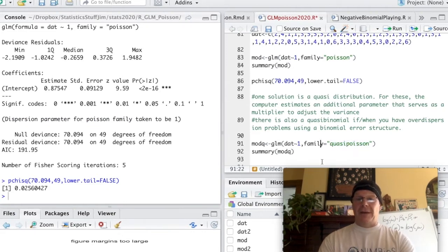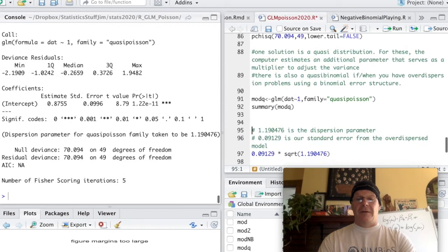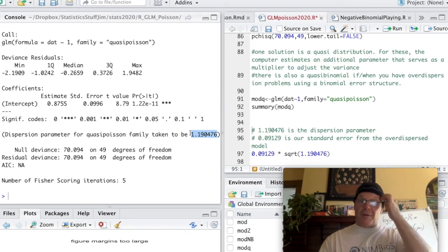So I'll go ahead and run that. And now I will look at what our output is. First, you can see that we no longer have a dispersion parameter that is 1. Instead it's 1.19. And so that's going to serve as a correction factor for the uncertainty around our standard error, or the variance around our parameter estimate.